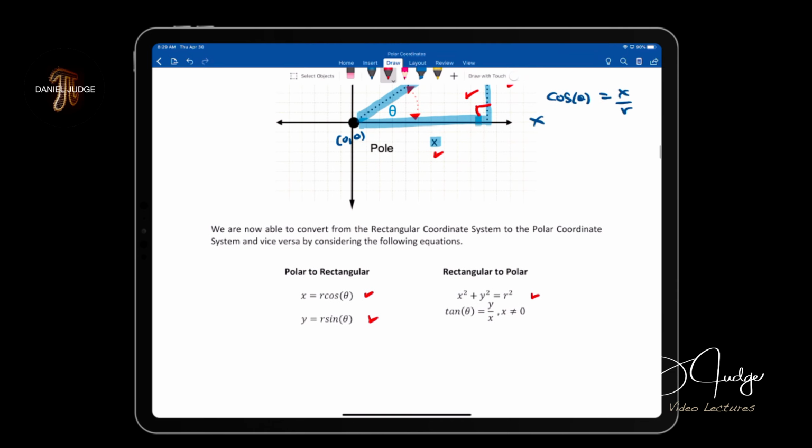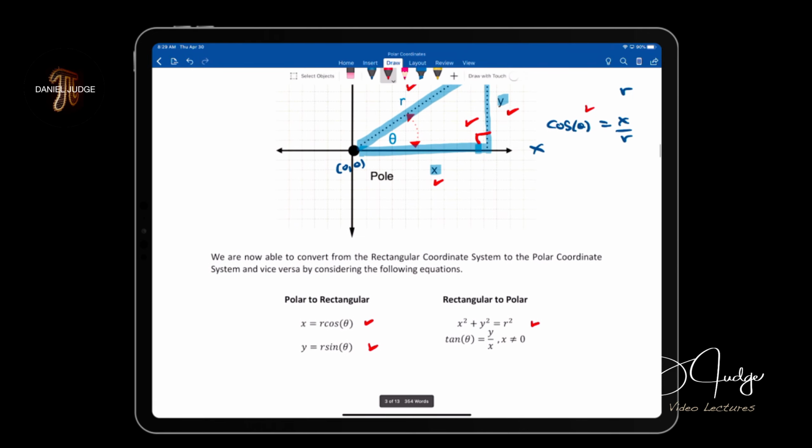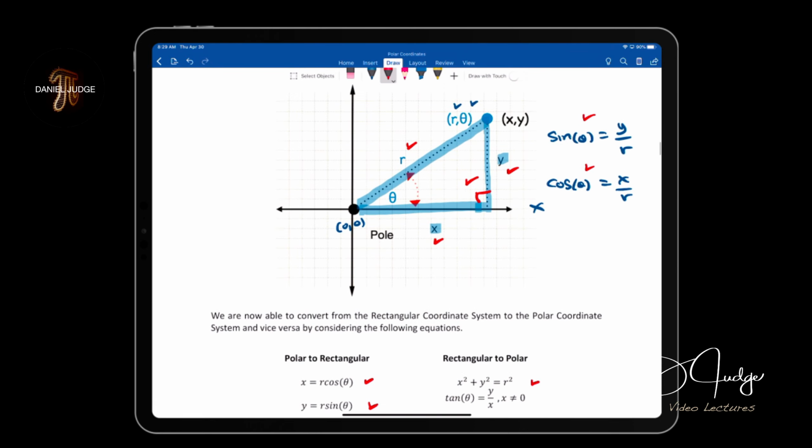Similarly, we can get tangent theta. You say, what's tangent theta? Well, if I look at this again, I'll get tangent theta is y over x, because the definition is opposite over adjacent. And of course, x can't be 0 here.